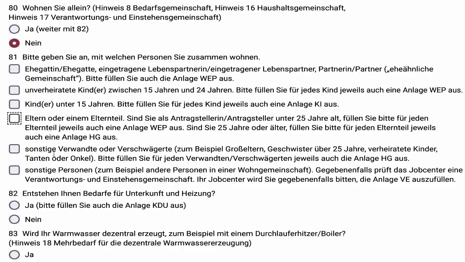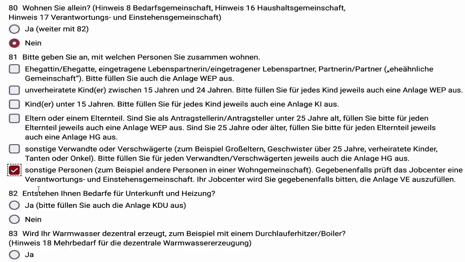If you're living with your other relatives or in-laws, such as grandparents, siblings over 25 years, married children, aunts or uncles, you mark here and also fill in the attachment HAGE for each of your relatives or in-laws. If you're living with other persons, for example, other people in a shared apartment, you mark here. If necessary, the job center may check a community of responsibility and liability. Your job center may ask you to fill in the attachment for them.